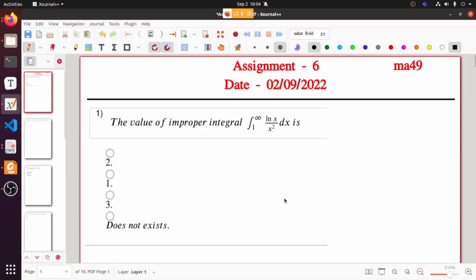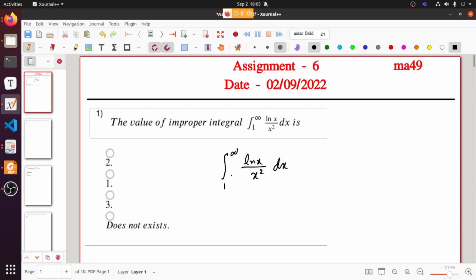Okay, let's start. Today we will discuss assignment 6 for the course Calculus of One Variable. So what is the first question? You have to find the value of the improper integral, the integral from 1 to infinity of ln x by x square dx.